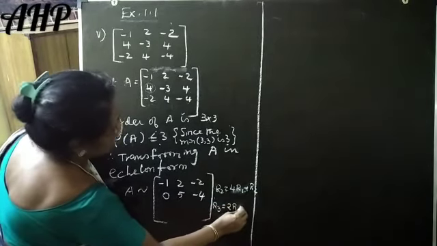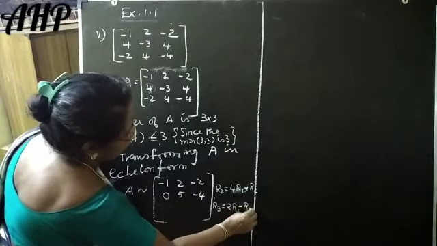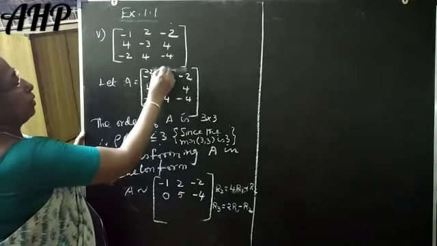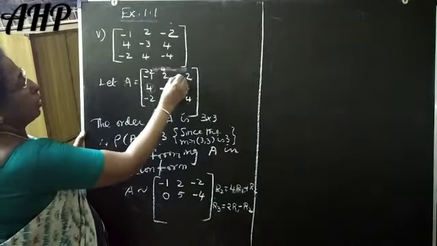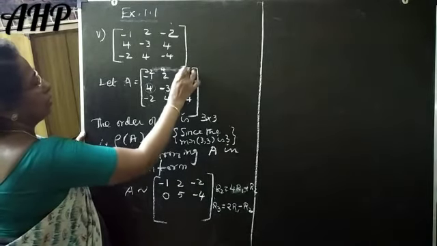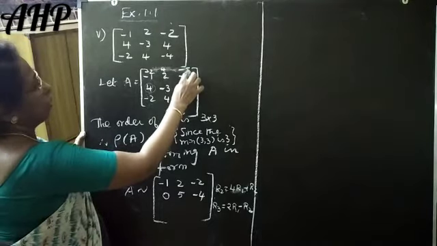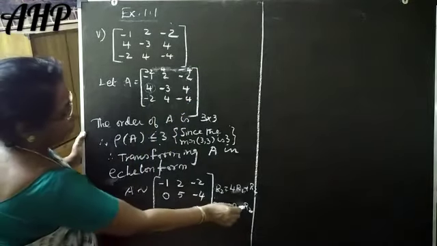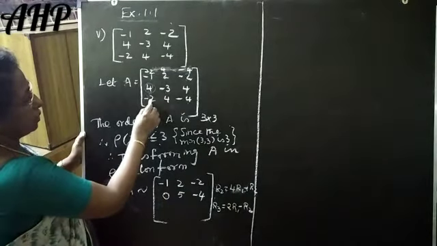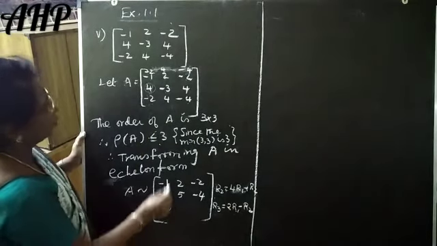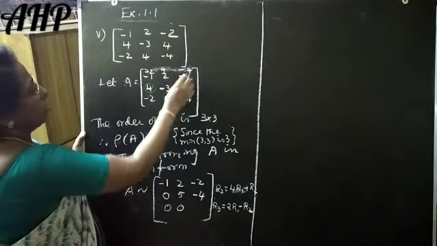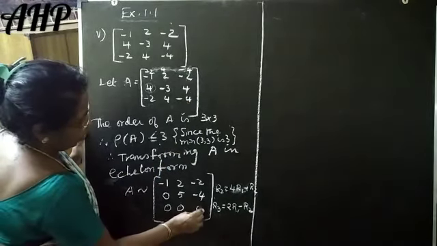2R1 minus R2. See, if you multiply this by 2, you get minus 2. Get here 4, you get here minus 2. Multiplying by 2, 2 2s are 4. Now subtracting 2R1 minus R2. Subtract this, minus 2 minus 2, 0. 4 minus 4 is also 0. Minus 4 minus 4 is also 0.